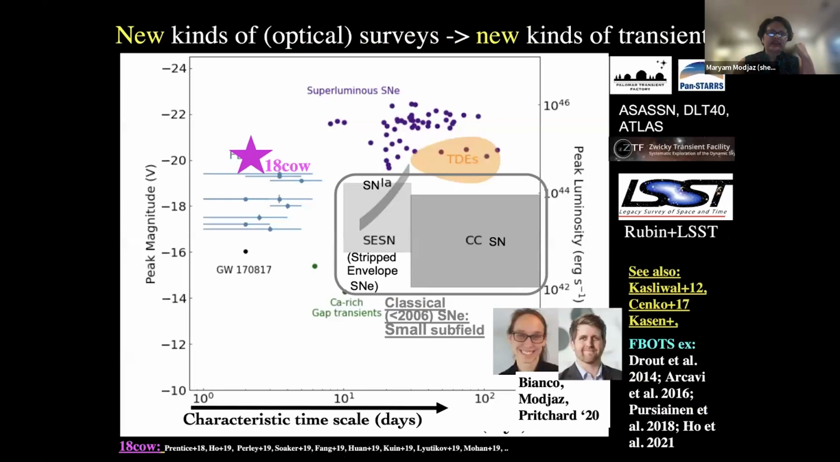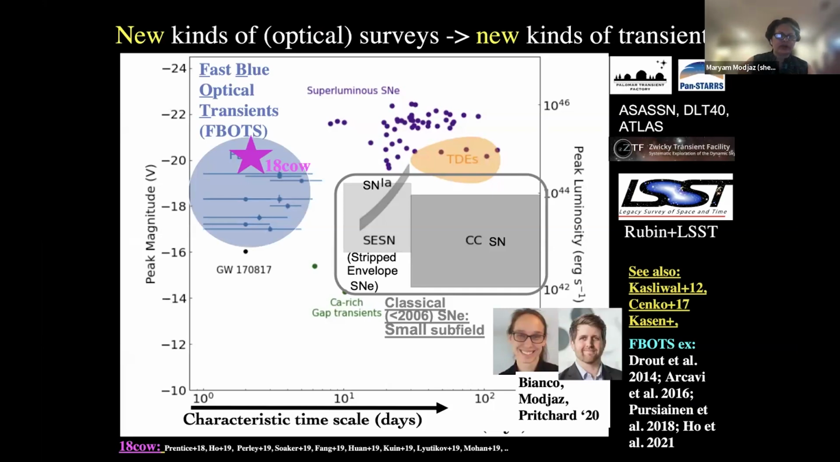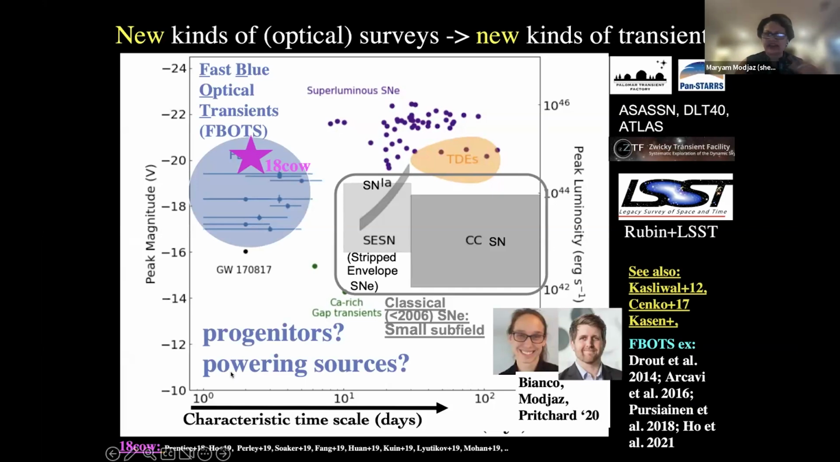So briefly, every time we look at the sky in a different way, we find new things. And that has already happened just in the last 15 years. We found these weird objects called fast blue optical transients, or FBOTs, that are very fast, rise within a few days, and they're very luminous. And so that's the big question we have for many fields. What are the progenitors and what are the powering sources? They're very luminous. They cannot be driven by nickel-56. So what is it?